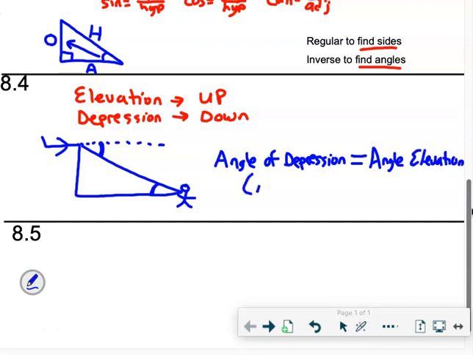So these are called alternate interior angles. If you get an angle of depression in your word problem, you need to know that that means this angle has to equal this angle. So it's usually more helpful to use this one, and then you can start doing your O, H, and A.